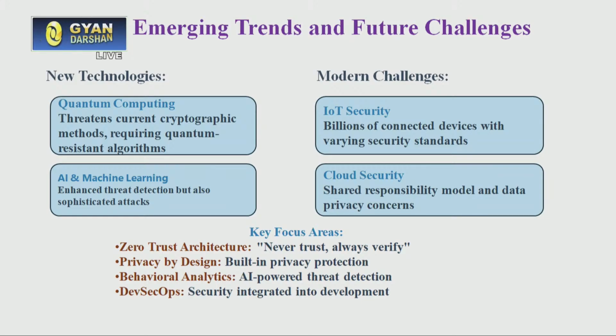We already know DevOps, development operations. Now there is another term called DevSecOps, development security operations, meaning security integrated into development. While developing software, how security can be implemented at that point in time is called DevSecOps.